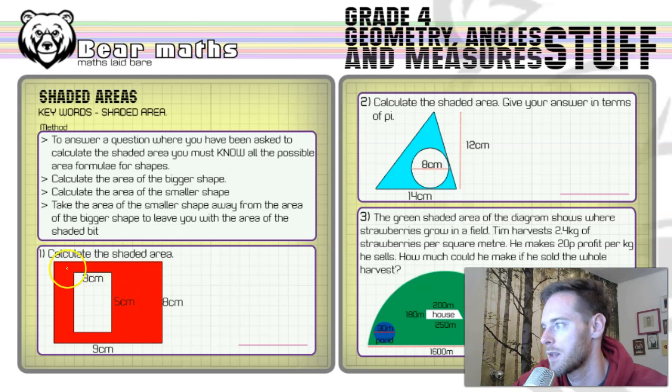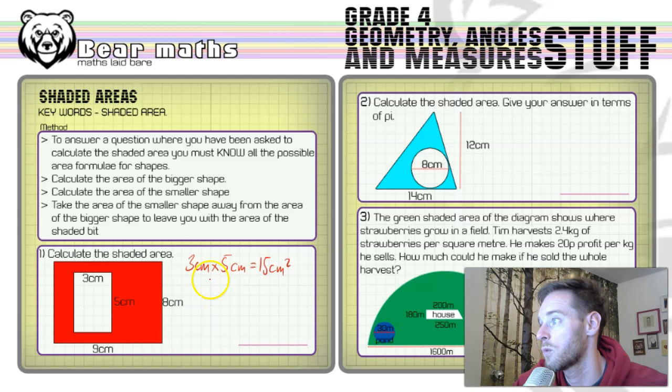Pretty simple one, this one, right? The shaded area is the red section. We've got a small rectangle on top of a large rectangle. This rectangle is 3 by 5 centimeters, which would be 15 centimeters squared. So 3 centimeters multiplied by 5 centimeters equals 15 centimeters squared. I worked out the smaller one first. 9 times 8 is the bigger one. So 9 centimeters multiplied by 8 centimeters equals 72 centimeters squared.